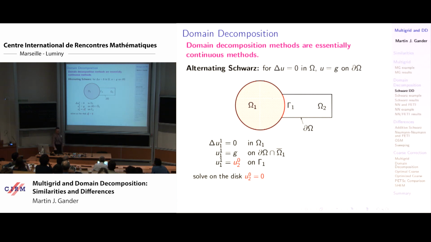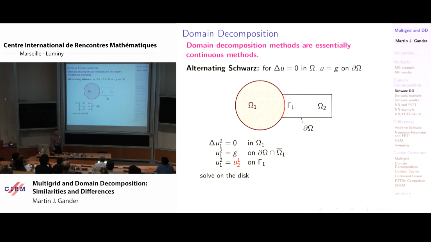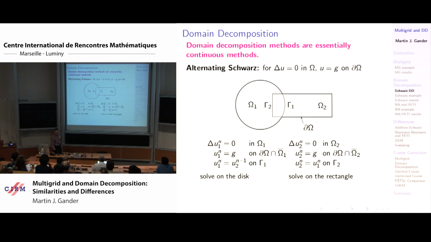Then you trace this solution on the boundary of the rectangle. You impose it as a boundary condition on the rectangle. You solve. You have a solution on the right subdomain. This is not going to be the solution of the original problem because you started with the wrong data. But you can iterate on this. So you see this is the alternating Schwarz method. No discretization. This is all at the continuous level. Schwarz proved convergence of this using the maximum principle.